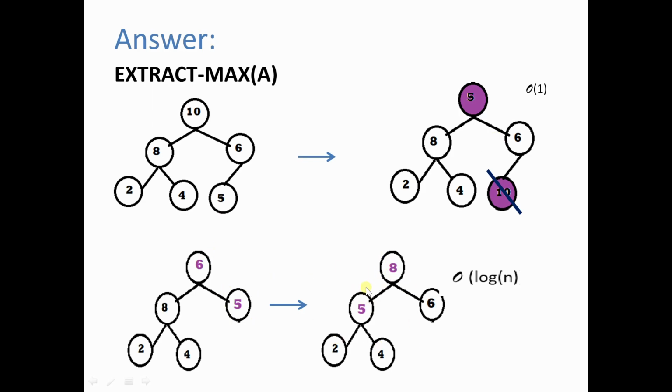So we are interchanging the nodes. It will take order of log n steps. So log n. So for the extract maximum of A function, for the deleting operation it is order of 1, and for maintaining the heap, that is the max heapify function, maintaining the tree as a max heap tree, we have order of log n.